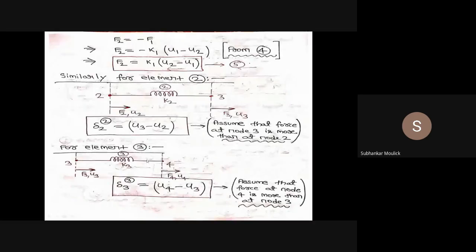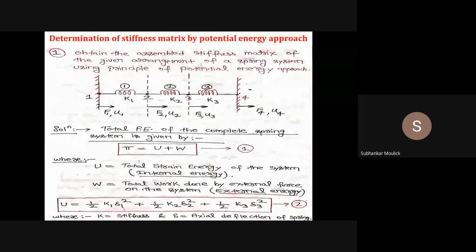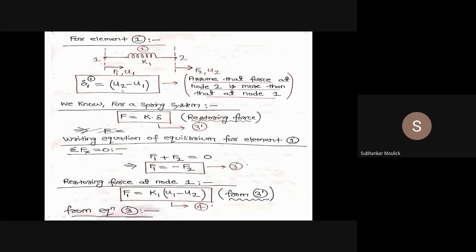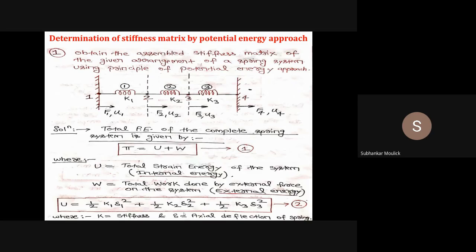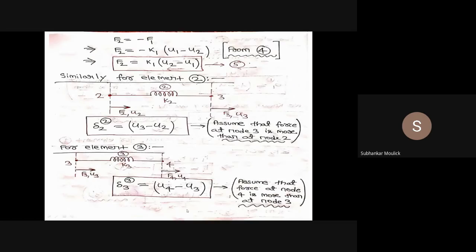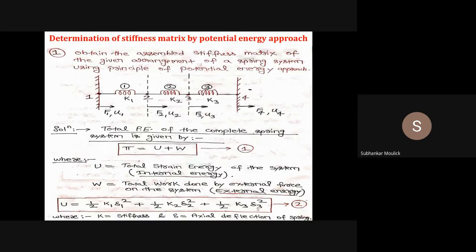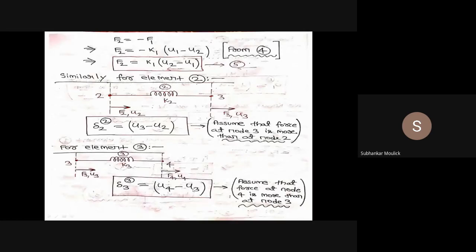So we have found out the linear displacement for all the elements. That means we got the values of delta 1, delta 2 and delta 3. Delta 1 is for element 1, delta 2 is for element 2, delta 3 is for element 3. So in place of delta 1, I will write U2 minus U1 whole square. In place of delta 2, I will write U3 minus U2 whole square, and in place of delta 3, I will write U4 minus U3 whole square.